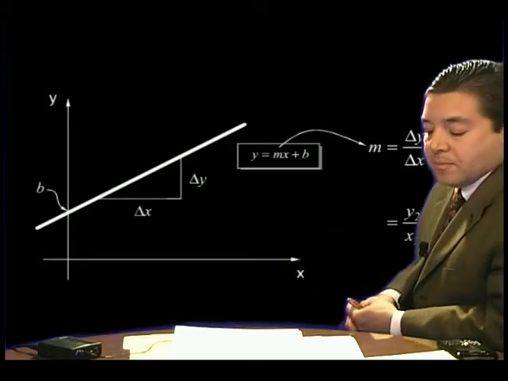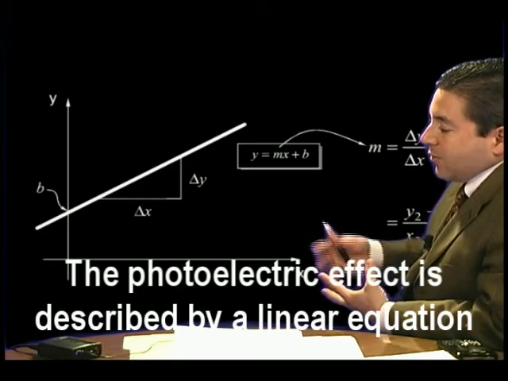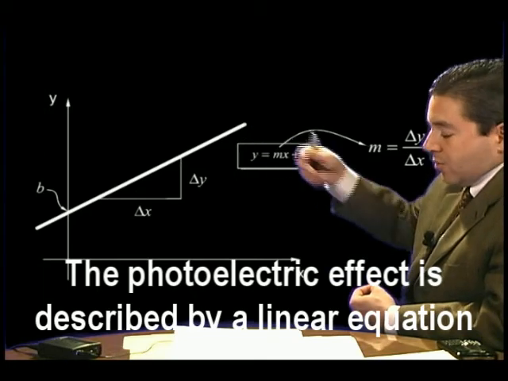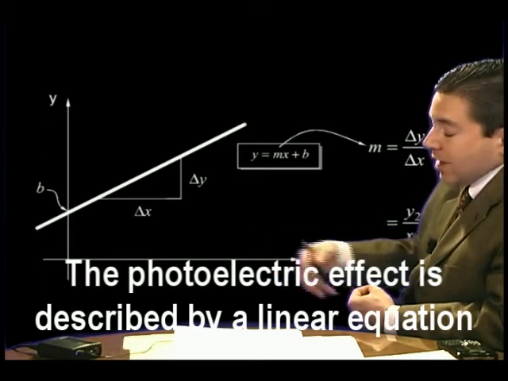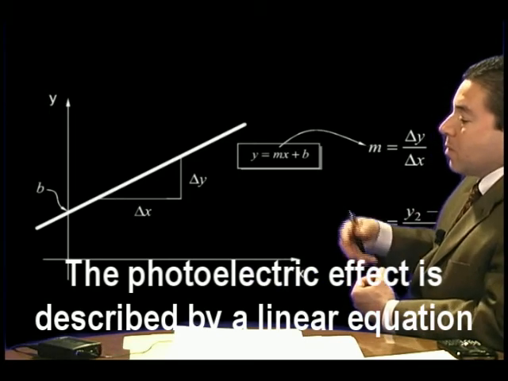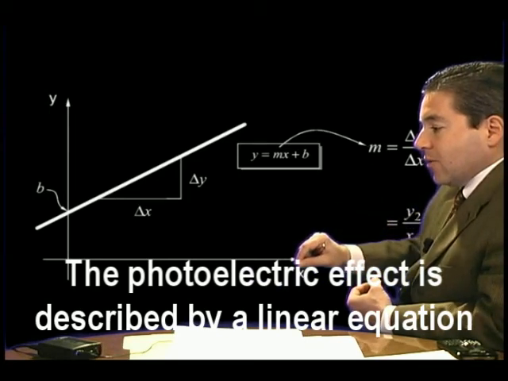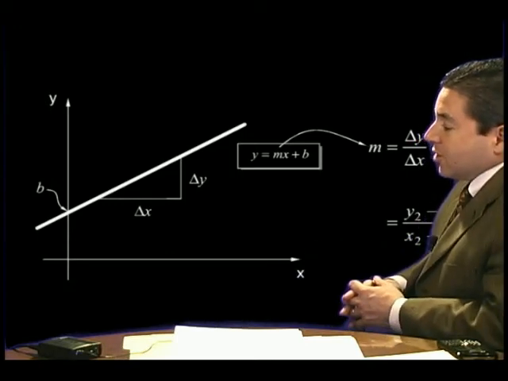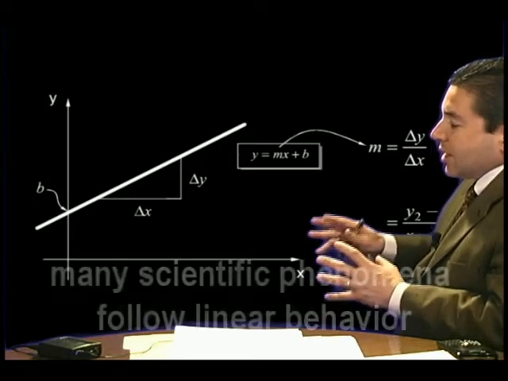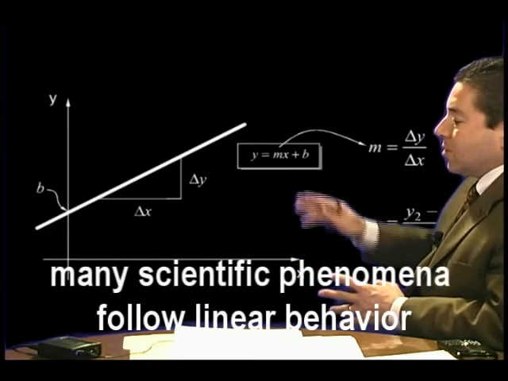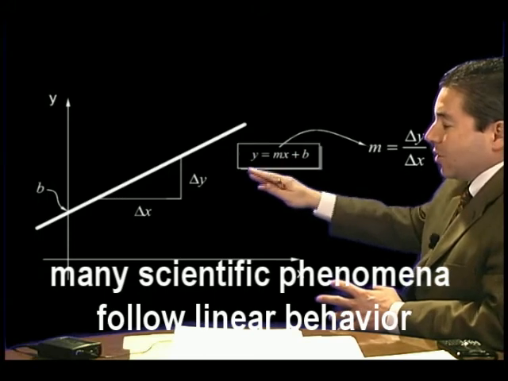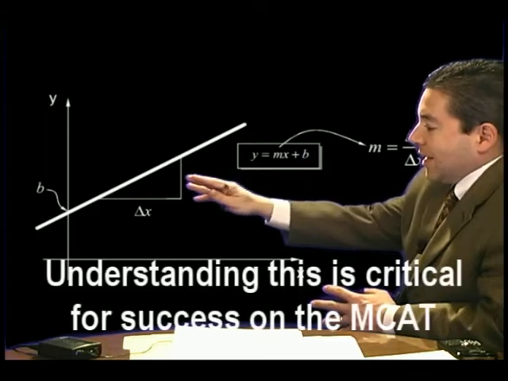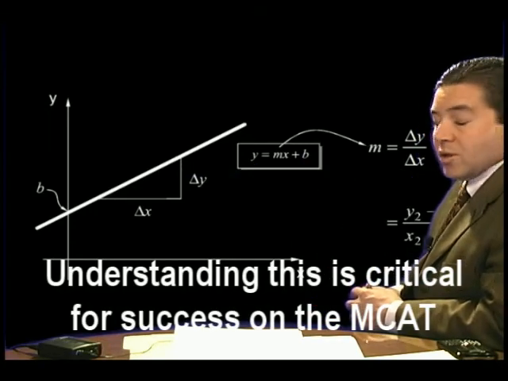Another linear equation is the photoelectric effect, for example. The kinetic energy of an electron ejected from a surface on which you shine light, the photoelectric effect, is going to be proportional to the frequency of the light that's hitting that surface, etc. We're not going to go through those details presently, but the point is that many physical relationships can ultimately be expressed as a linear equation, and hence learning this and understanding this equation and its relationship to its graph is critical for success on the MCAT.